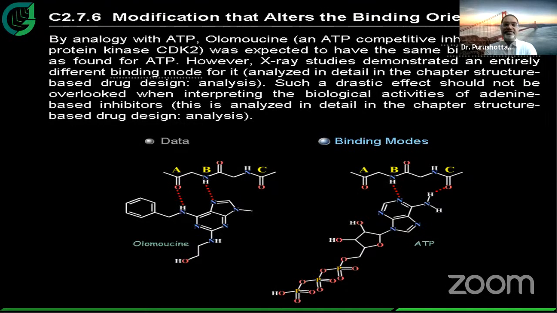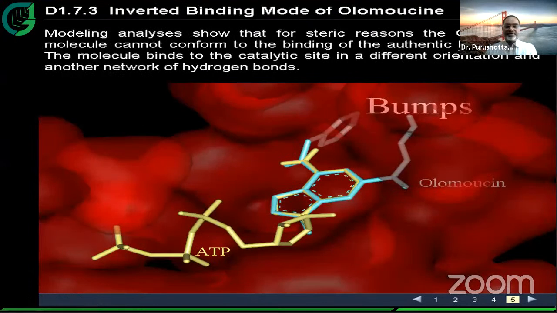Such a drastic effect should not be overlooked when interpreting the biological activities of the adenine-based inhibitors. This is analyzed in detail in other analysis, which I am not giving here. The binding mode of ATP was through the nitrogen of the adenine and the amino substitution binding with the backbone of the protein, but here it is totally different. So this is again the modeling analysis of that one.